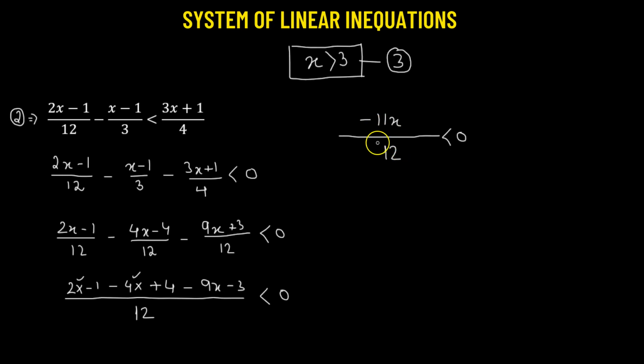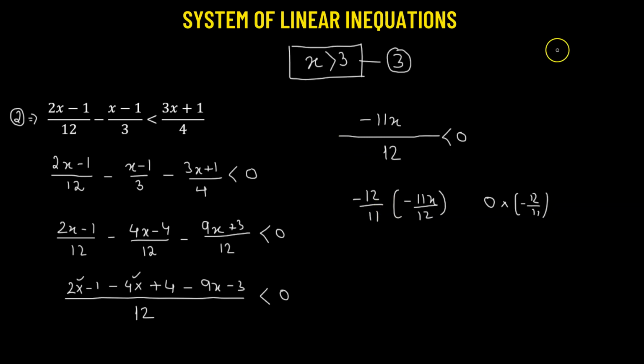Now what we want to do, we want to get rid of the coefficient of x, which is negative 11 over 12. That means we will need to multiply it with negative 12 over 11. So if we multiply negative 11x over 12 with negative 12 over 11, that will make the coefficient of x positive. So we'll have to do that to both sides, but this time we have to be very careful here because we are multiplying by a negative number.